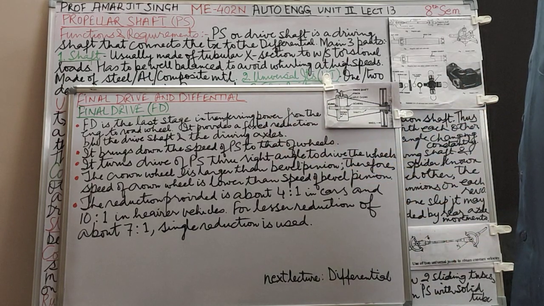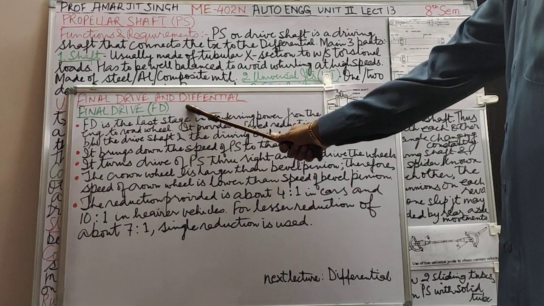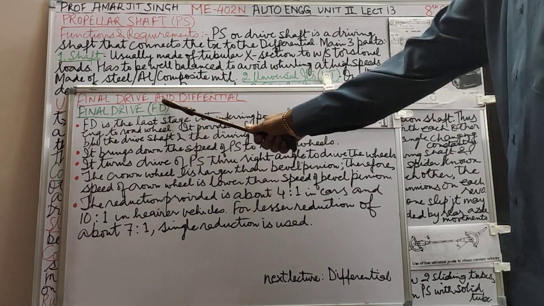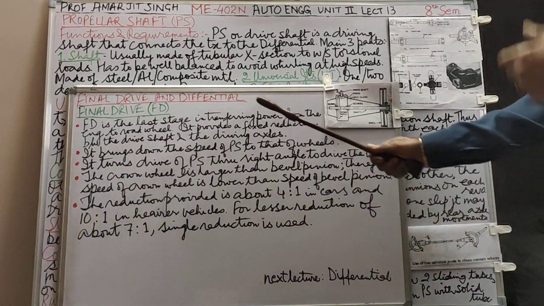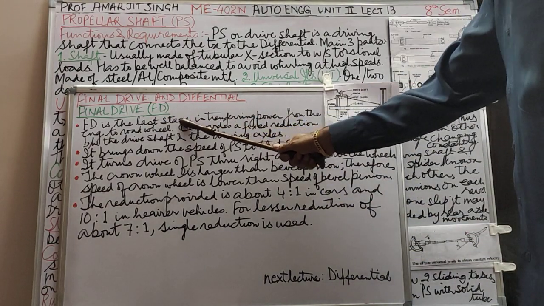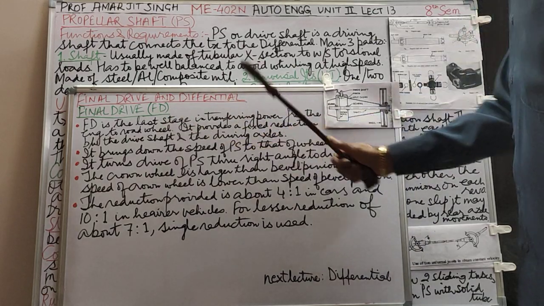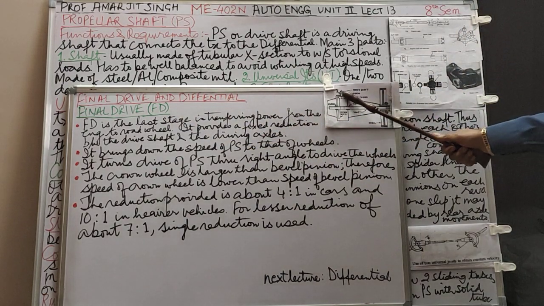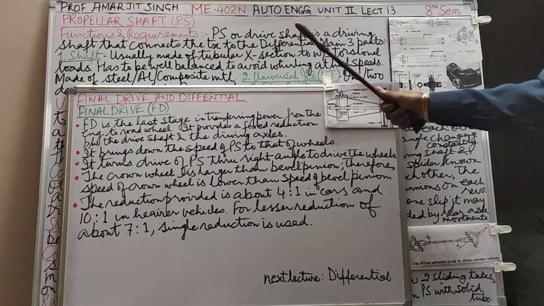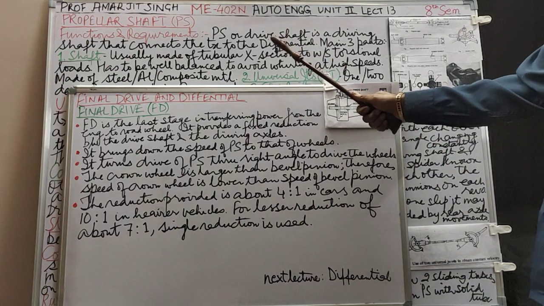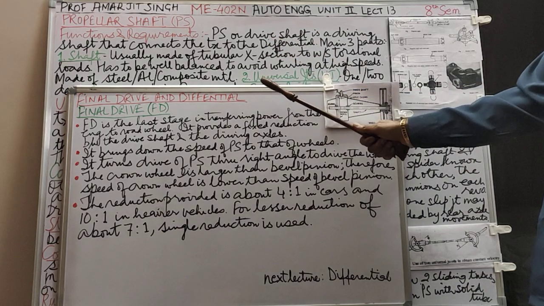So final drive, differential we'll see in the next lecture. Let us see final drive. Final drive is the last stage in transferring power from the engine to the road wheels. So for the road wheels, this is the last stage. The first stage was the gearbox.